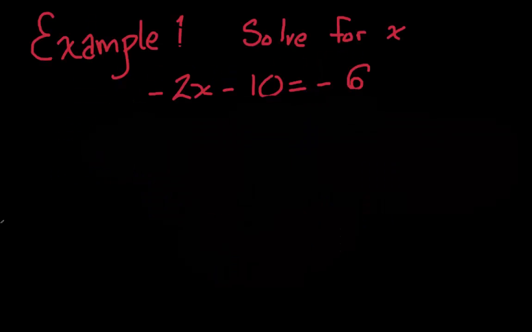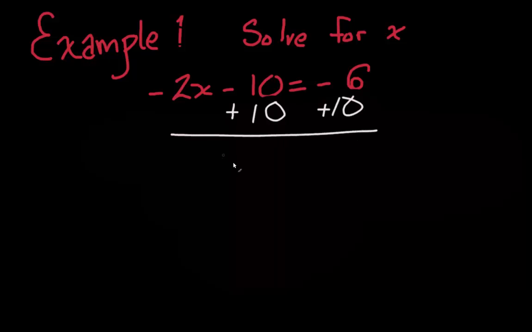Alright, so here in example 1, we've got a pretty basic linear equation. I'm going to go ahead and just try to get this negative 2x all by itself on the left side. So what I'm going to do is add 10 to both sides. Okay, and that'll leave us with negative 2x over here on the left side, and negative 6 plus 10 is going to equal 4.